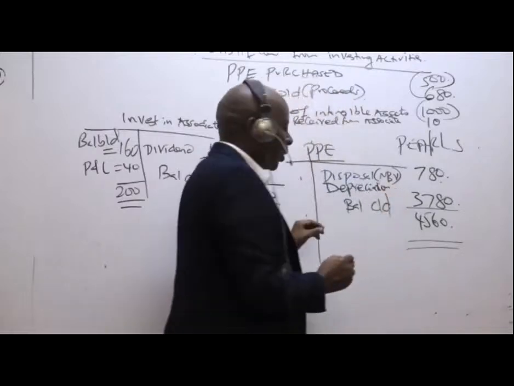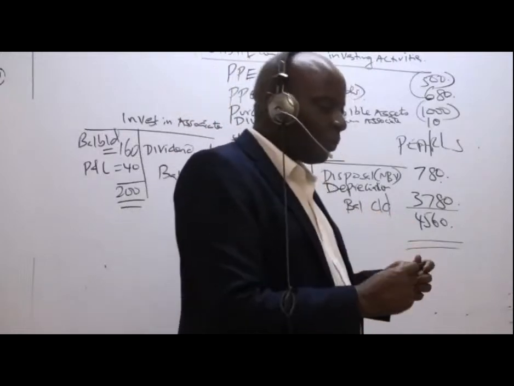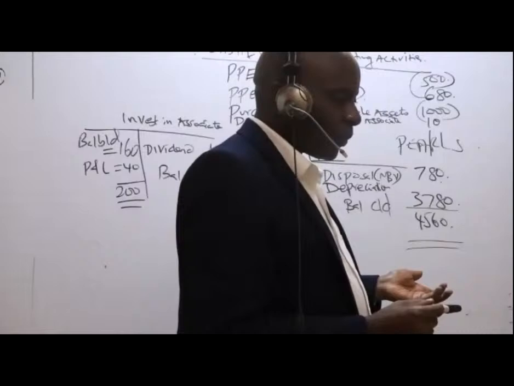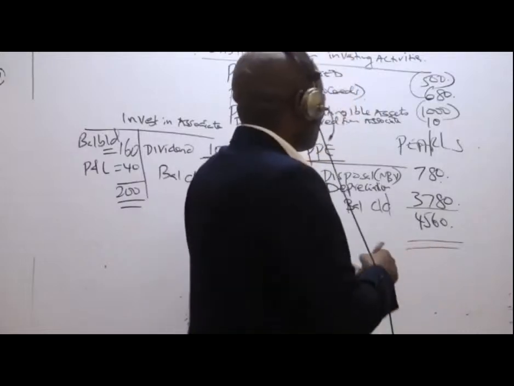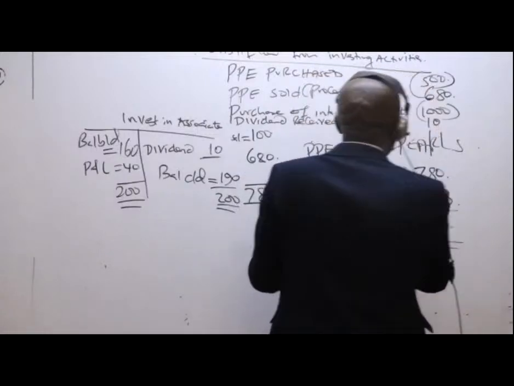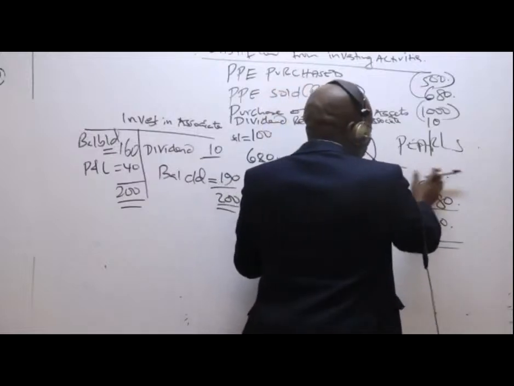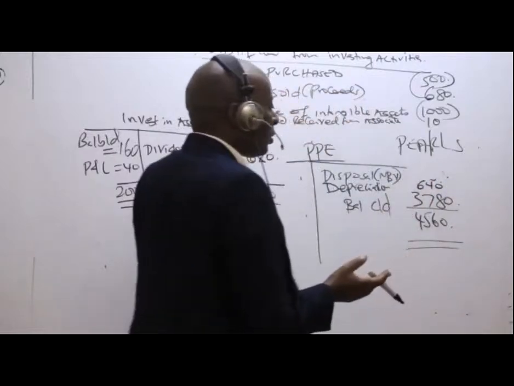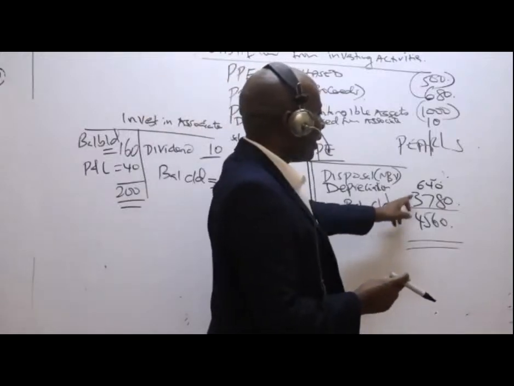So depreciation, over how much? What is the depreciation for property, plant, and equipment? Already we have this figure of 640. It means that this disposals figure is wrong. Could you kindly rub this disposals figure? So say 4560 minus 3780 minus 640.